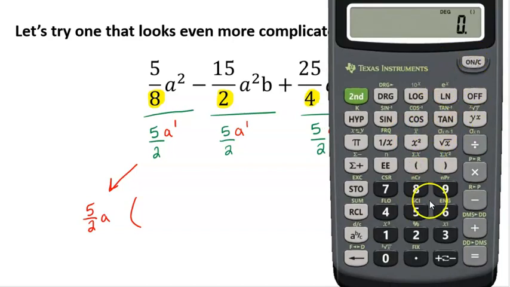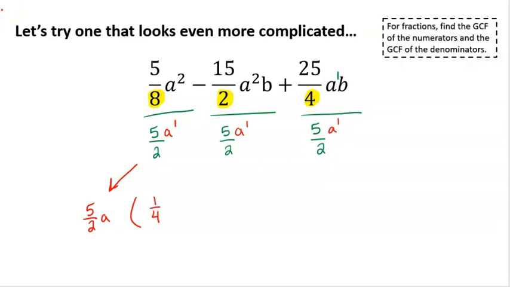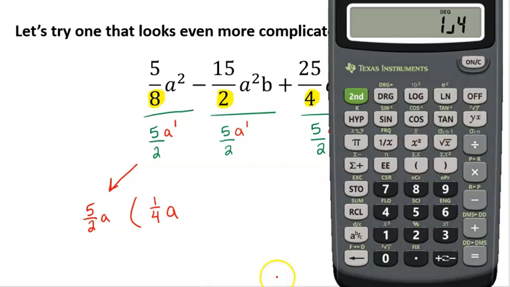And so for this one, we've got clear, parentheses, 5 divided by 8, close parentheses, divided by, open parentheses, 5 divided by 2, close parentheses, equals. And then second F to D, that gives me 1/4. And then a squared, and then a to the first, 2 minus 1 gives me 1. And then I just keep going from there.